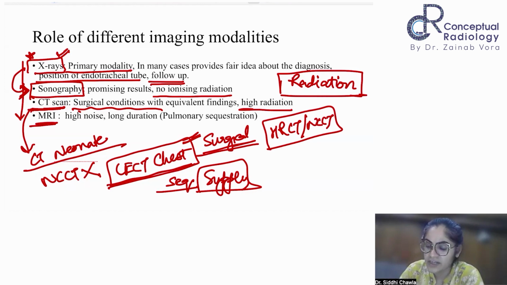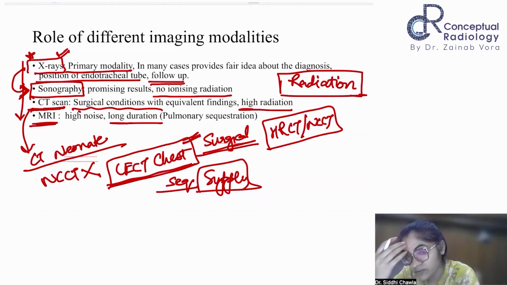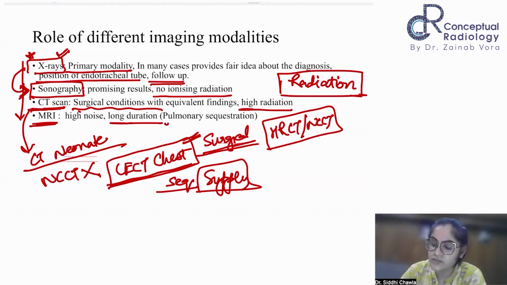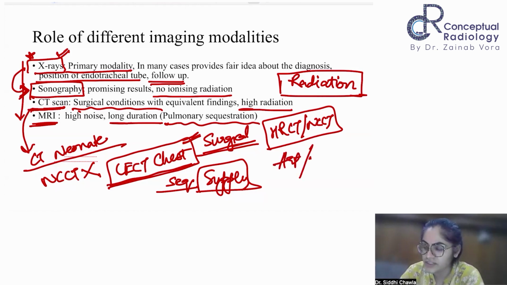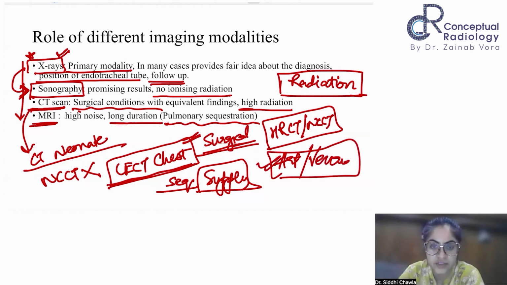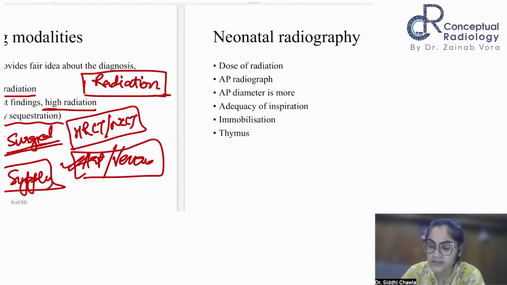Then again, MRI has a very long duration for imaging and has high noise in children because of the small size. However, in cases of pulmonary sequestration, sometimes MRI can be done. If we are sure that we are dealing with a pulmonary sequestration, we might order a contrast MRI. Again, contrast is important. Why? Because we want to see the arterial as well as the venous drainage of this particular sequestered segment so that we can classify it into intralobar or extralobar sequestration. So these are the different modalities that we deal with.